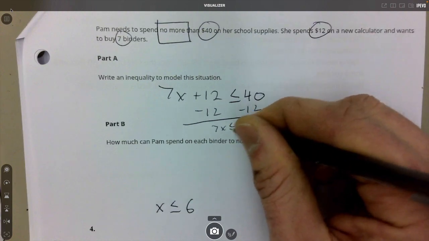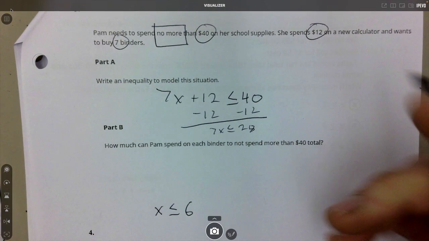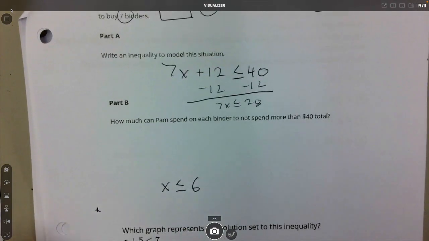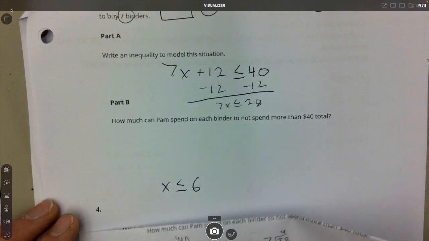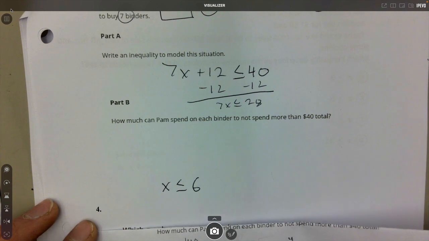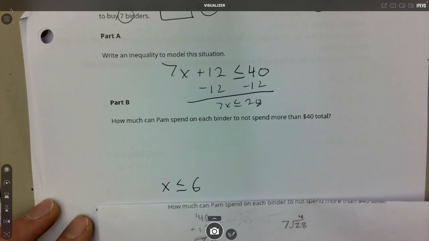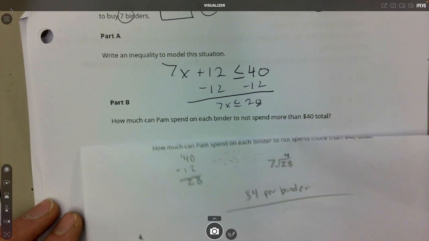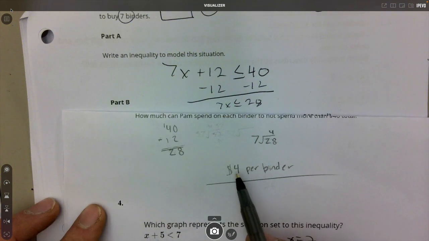7x is less than or equal to 28. And we got x is less than or equal to 6. Jameson, what do you think it is? X equals 4. Oh, sorry, x is less than or equal to 4. Sorry. 28 divided by 7 might be 4. Let's check their work. They actually solved this correctly.